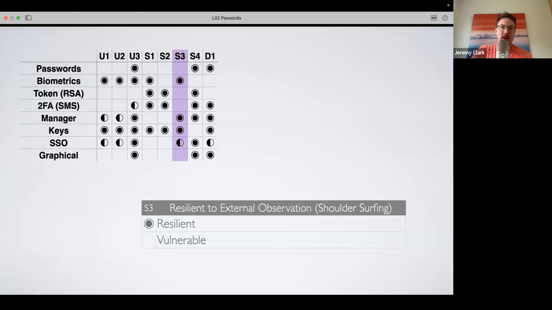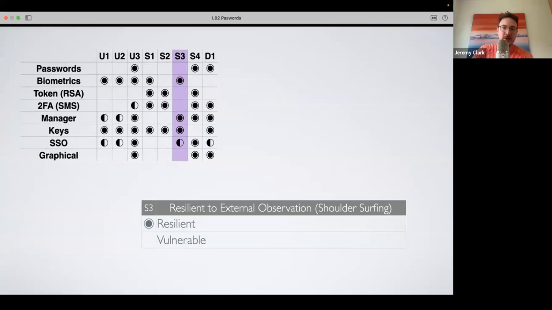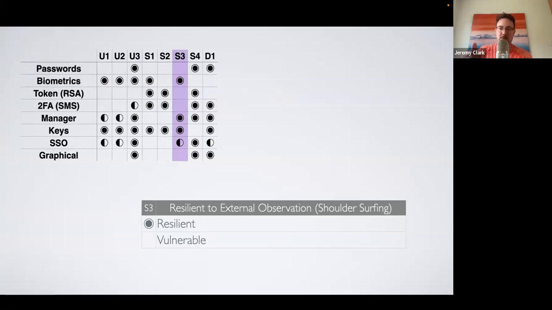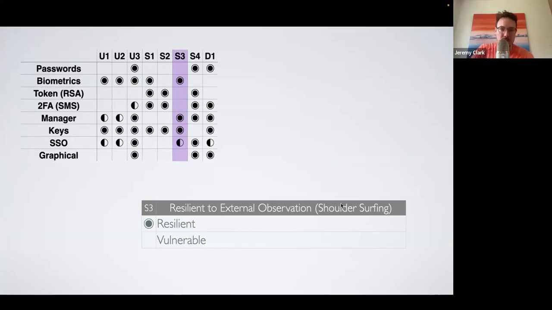Shoulder surfing: basically, if you have to type it in and someone can look over your shoulder, then it's not going to get the dot. So a password plus a code that you're either copying off your phone or off a hardware device, and a graphical password as well, which someone can watch you swipe in. These are examples of things that are not resilient. These are things that are vulnerable to shoulder surfing.